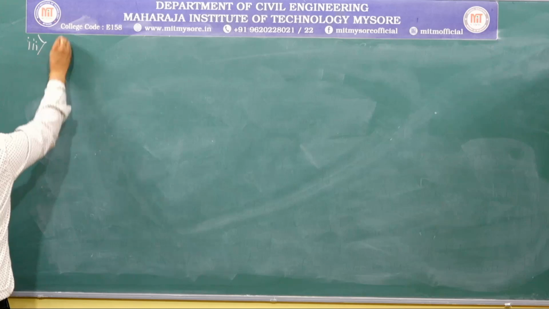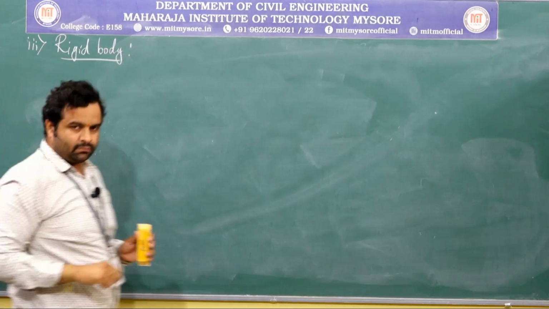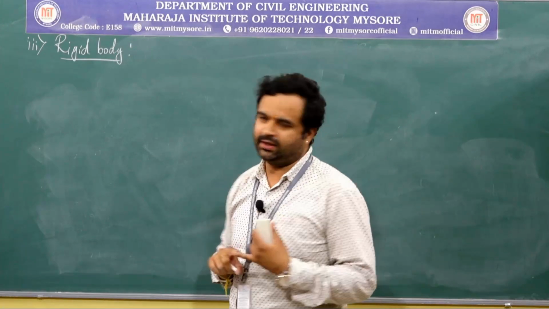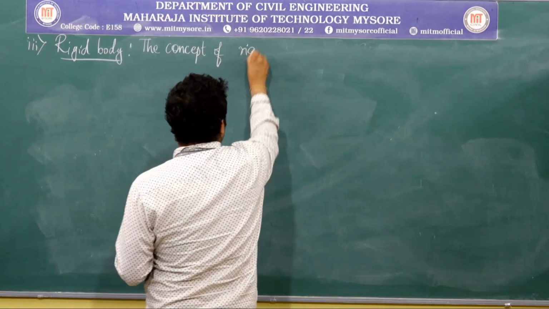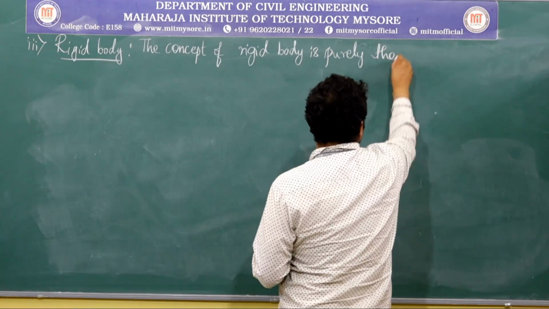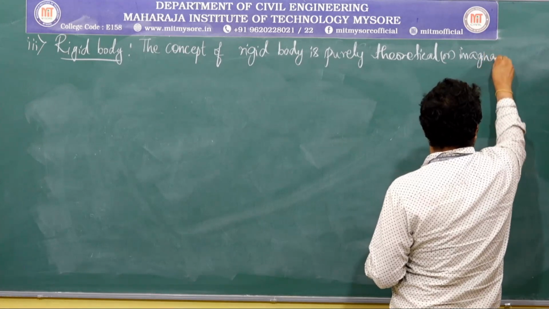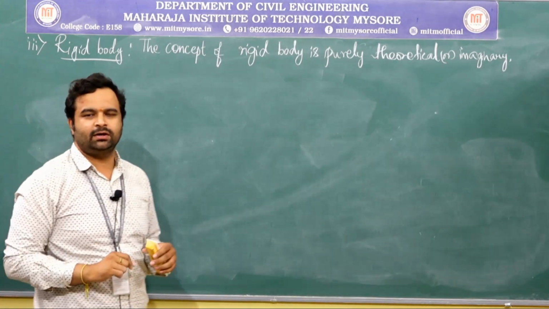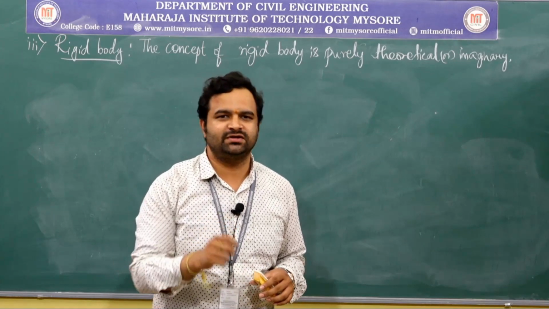The next idealization is rigid body. Rigid body. What do you mean by rigid body? Again, the concept of rigid body is purely theoretical or imaginary. And now, coming to its definition, a rigid body is a body which does not undergo any alterations under the action of the forces or under the influence of various forces.